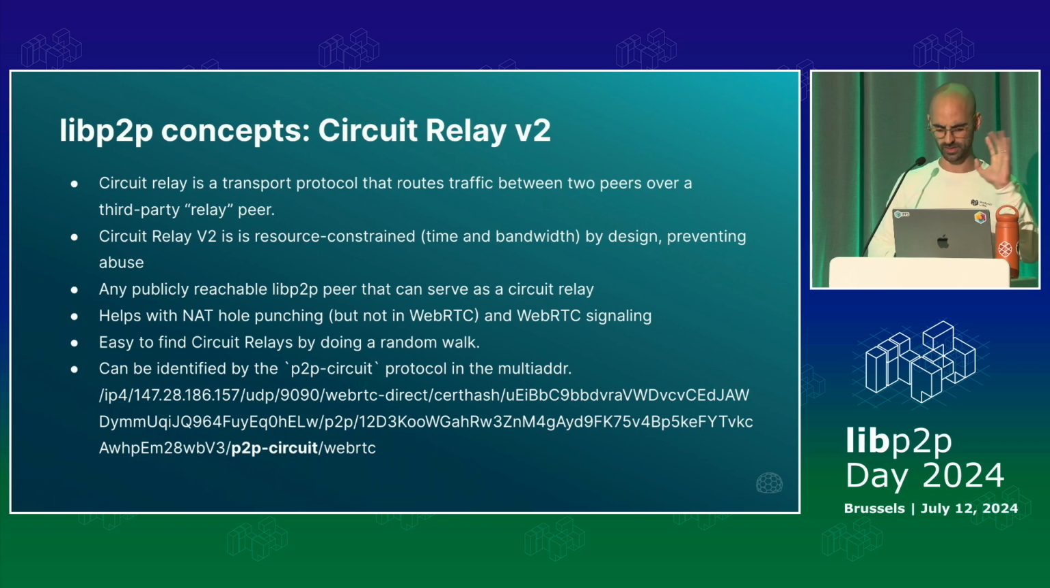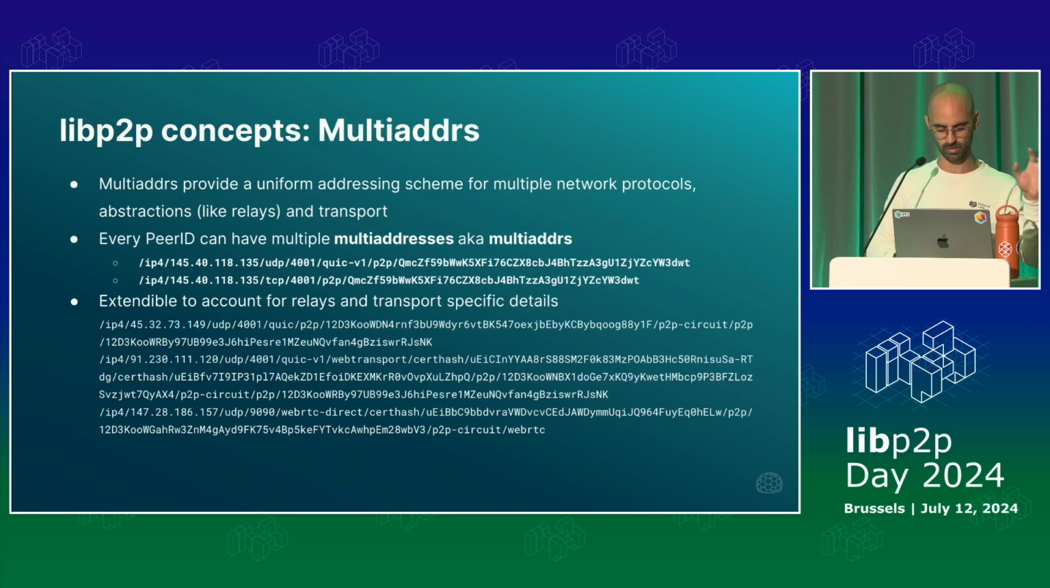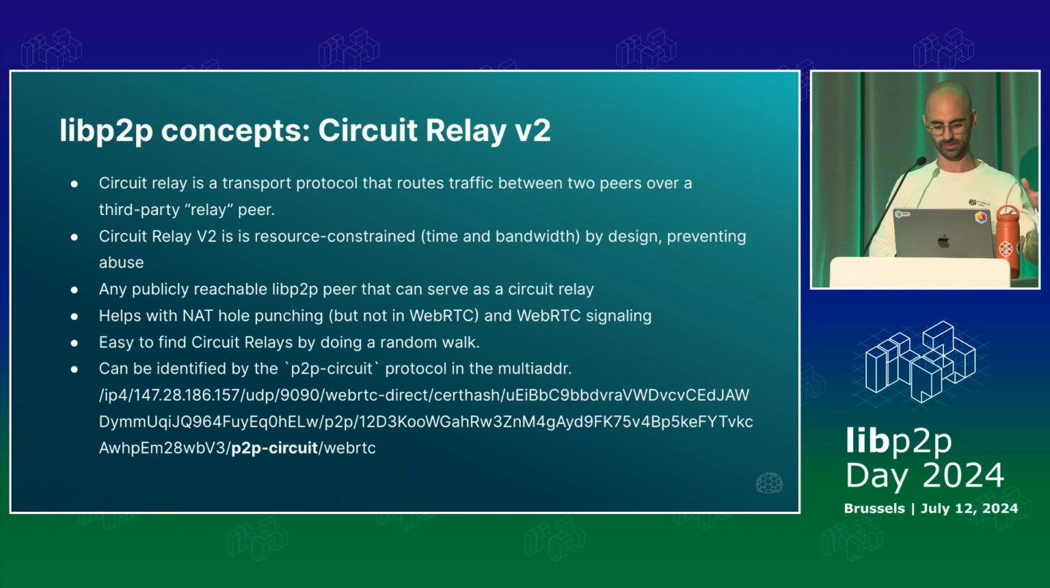Okay, so I think I've covered multiaddrs, peer IDs, circuit relay v2. As I mentioned, the p2p-circuit protocol in the multiaddr identifies that it's a circuit relay connection.